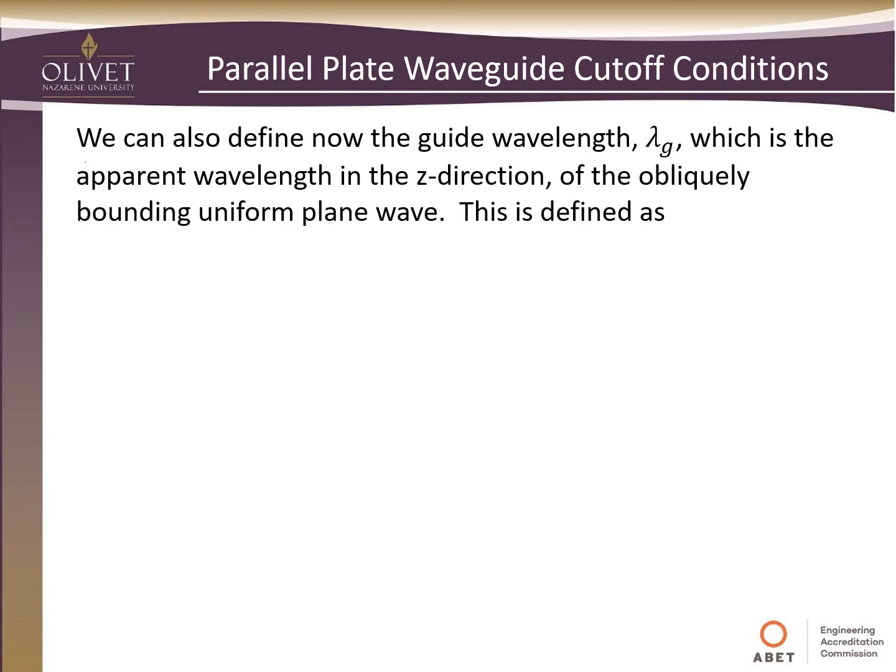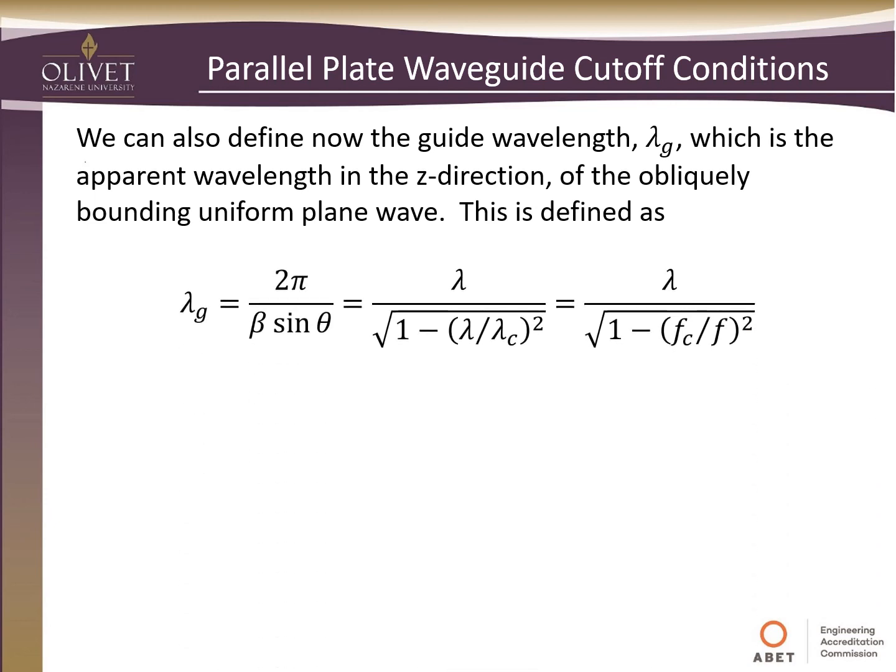We can also define now the guide wavelength, that is the wavelength in the apparent direction of propagation in the z direction. So remember, we've got two electromagnetic waves that we're superpositioning on each other. They each have their own wavelength, but the wavelength that you see that it's appearing to go down the parallel plates is defined as follows. So it's lambda over the square root of 1 minus lambda over lambda c squared. Again, this is very similar to the Lorentz transformation, what happens as you start to approach the speed of light.